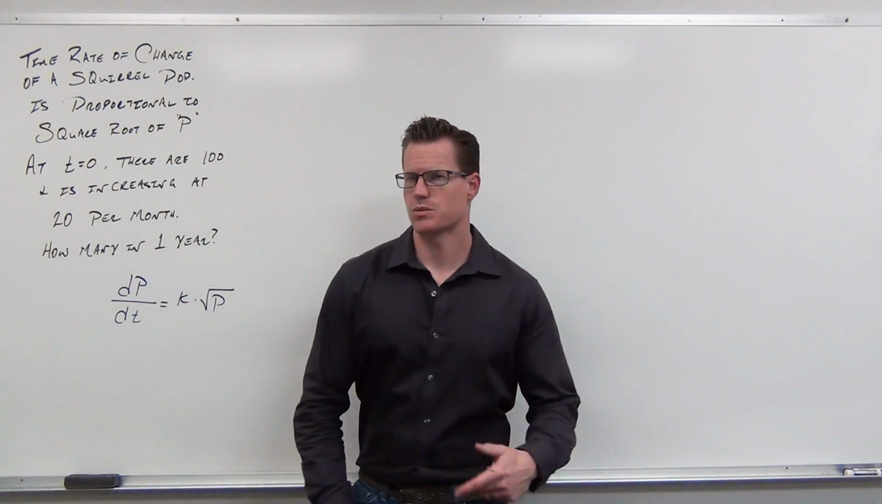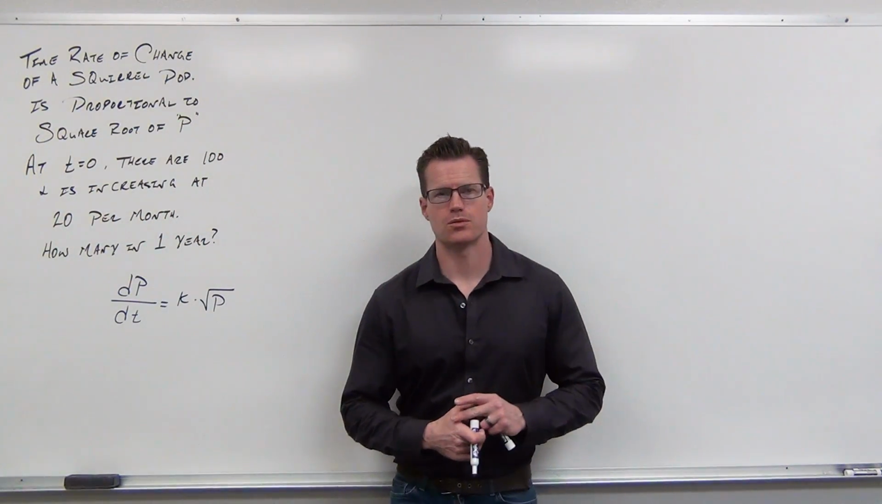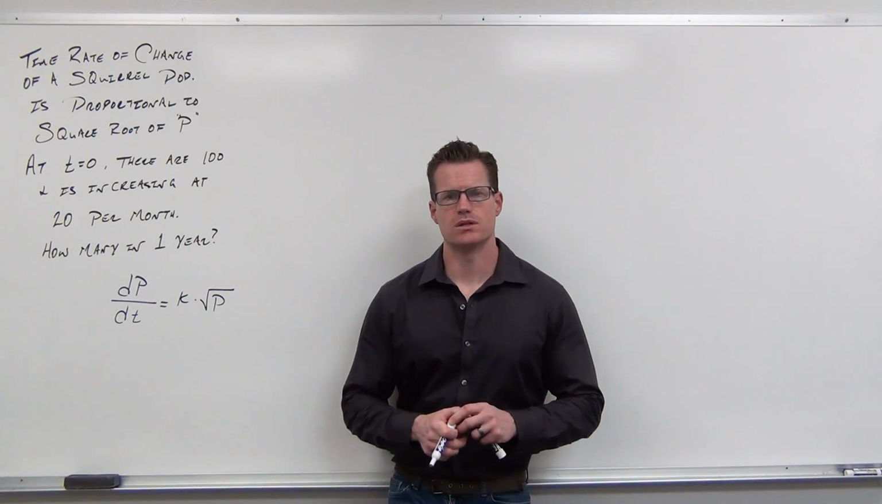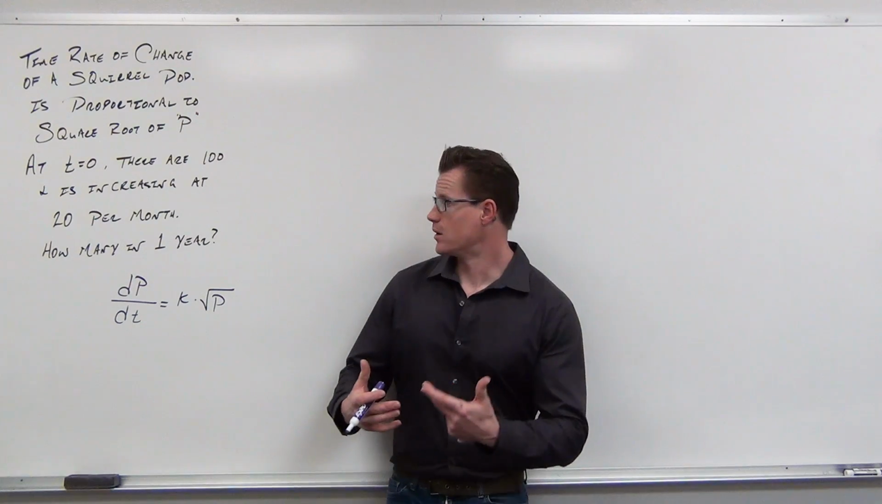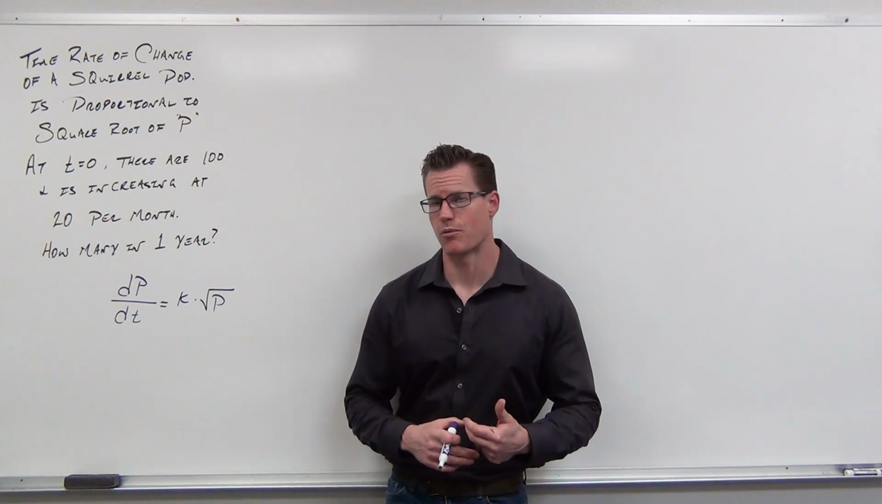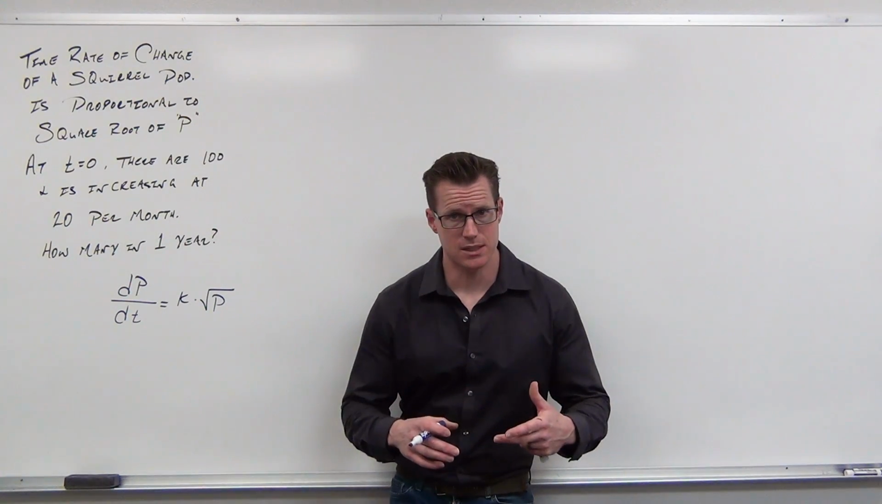Notice something, this is a very stripped down problem. There's nothing about how birth rates are changing. There's nothing about how death rates are changing. All this is giving you is some very basic information like, okay, the rate of change of our population is proportional to the square root of our population. But it's important to be able to set these things up.